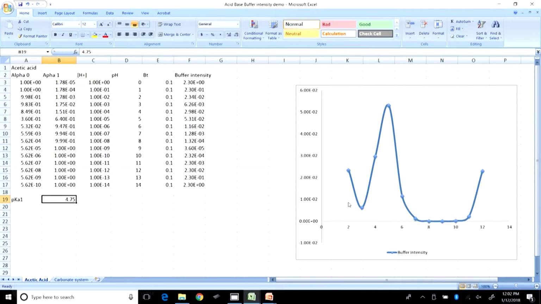So let's see if we are able to observe that here. We know that pKa is 4.75, so let's say I am assuming it somewhere here, and you see that the buffer intensity is high, I wouldn't say maximum, when the pH is equal to pKa. And again, why is that? At this particular point when pH is equal to pKa, alpha naught and alpha 1 are the same, or you have the same concentration of HA and A minus, that is CH3COOH and CH3COO minus.